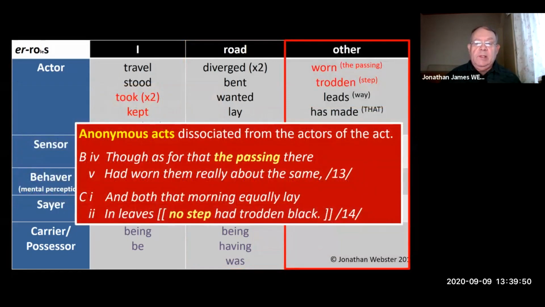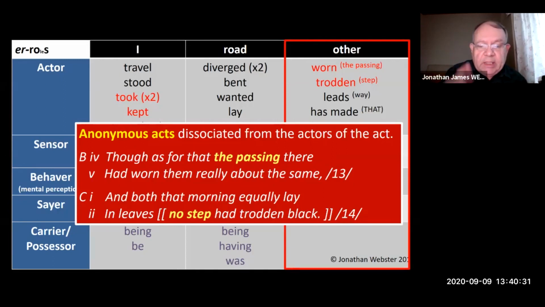Now, other actors, we could say. Interestingly, notice something about this. Anonymous acts disassociated from the actors of the act. How do you do that? In other words, we don't know who really wore down that path. We don't know who's trotting on that path. It is anonymous, and it's anonymous because it's been turned into nouns.